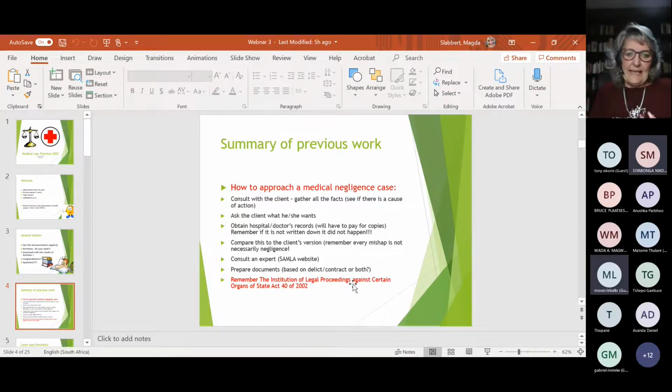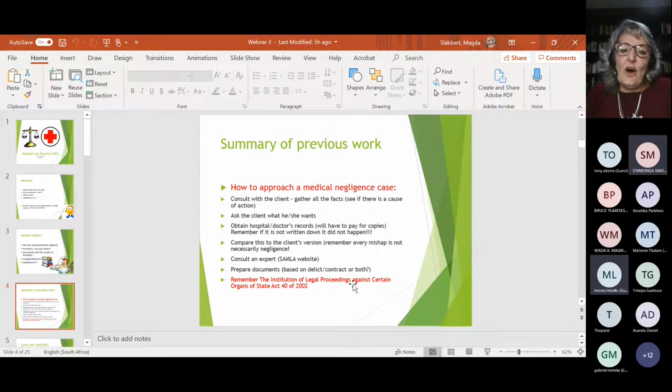Remember, at the end of the day, it is you going to court, not the client. But if the client just wants revenge, they may just focus on all negative things and not on what actually happened. So just keep that in mind.